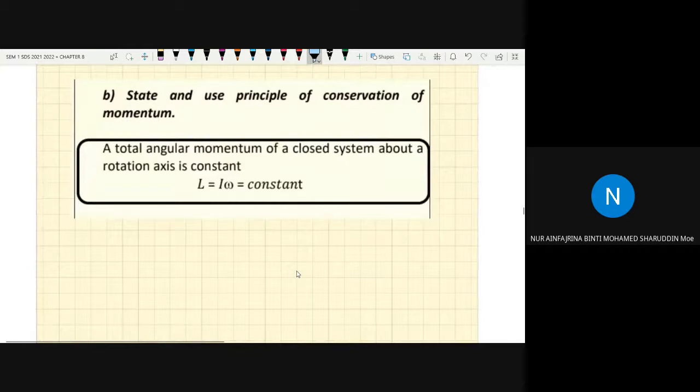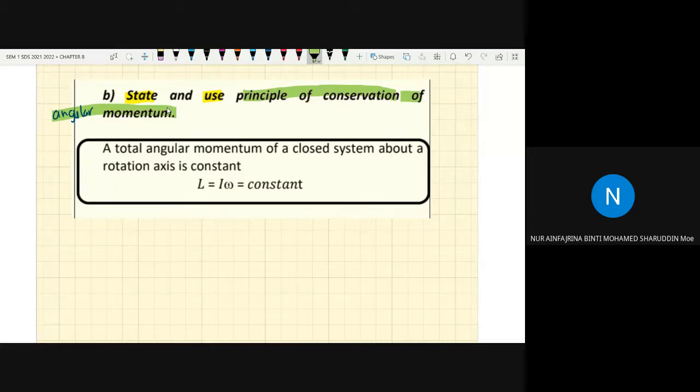Okay, next one. The next learning outcome is state and use principle of conservation of angular momentum. Okay, actually tolong tambah je. Ni mesti Miss copy paste je itu. Angular momentum, sebab sekarang kita tengah buat untuk rotational kan. Jadi dia adalah angular momentum. Kalau momentum sahaja untuk linear motion lah. So, state.